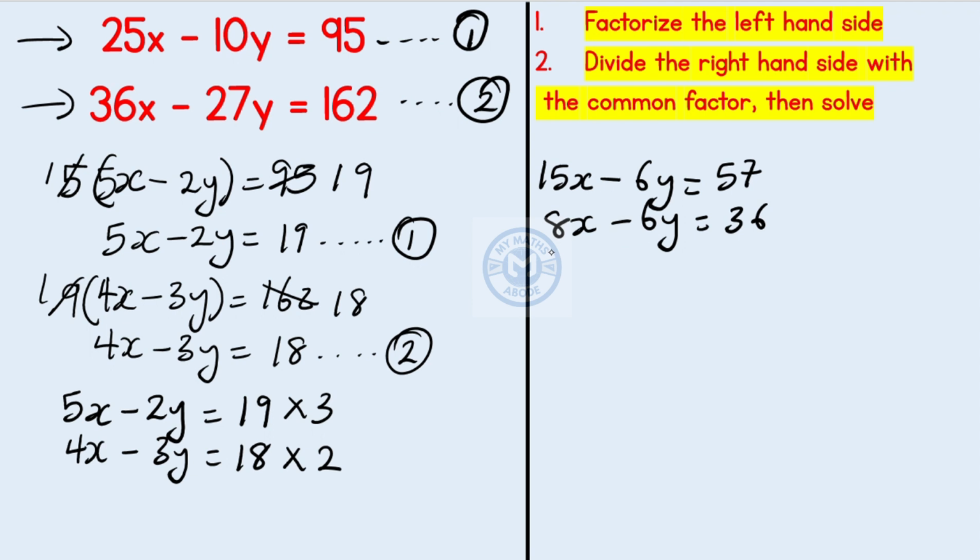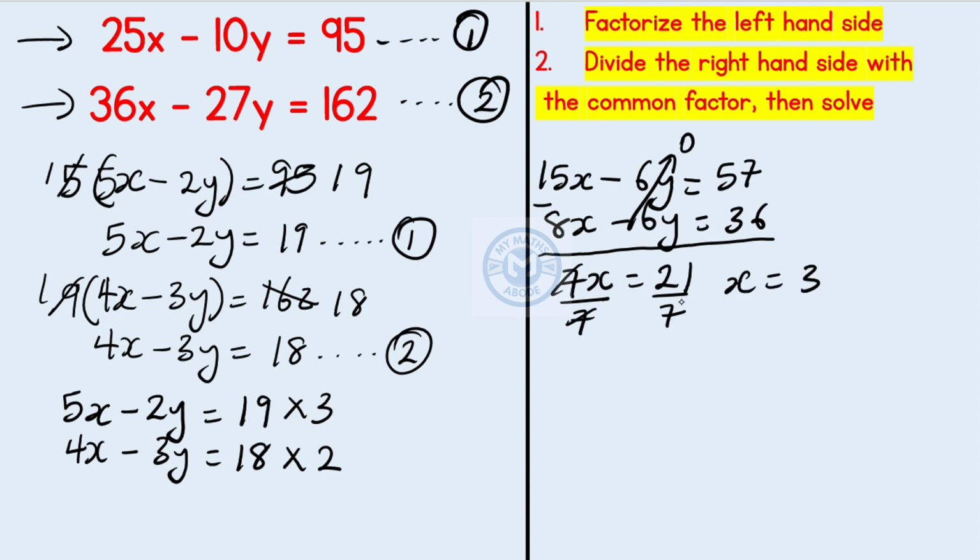So the y I want to eliminate has a negative sign, so I'm eliminating with a negative sign. So 15x minus 8x will give me 7x. This one is automatically eliminated, equals 57 minus 36, which will give me 21. So I'll divide both sides by 7, and then my x will be equal to 3.